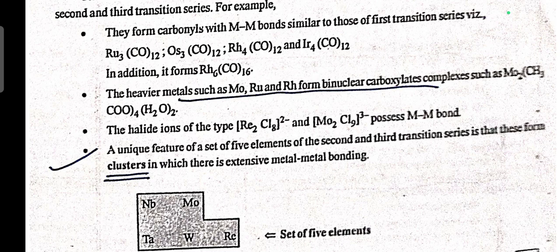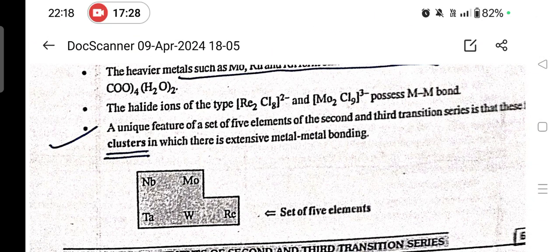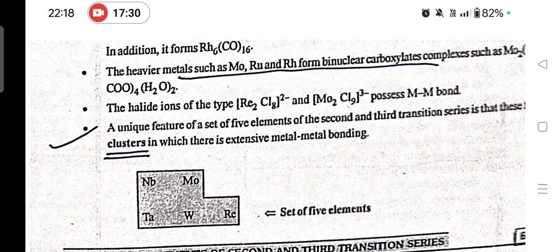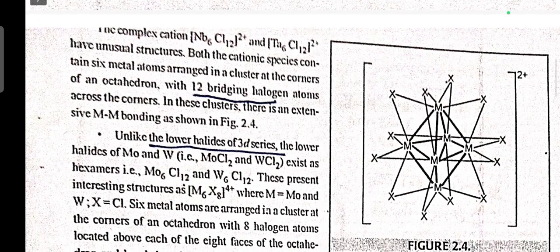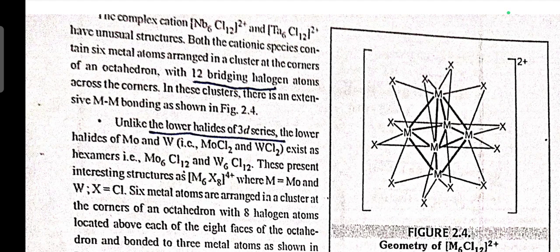A unique feature of the second and third transition series elements is that these form clusters in which there is extensive metal-metal bonding. The complex cations Nb6Cl12 2 positive and Ta6Cl12 2 positive have unusual structures.